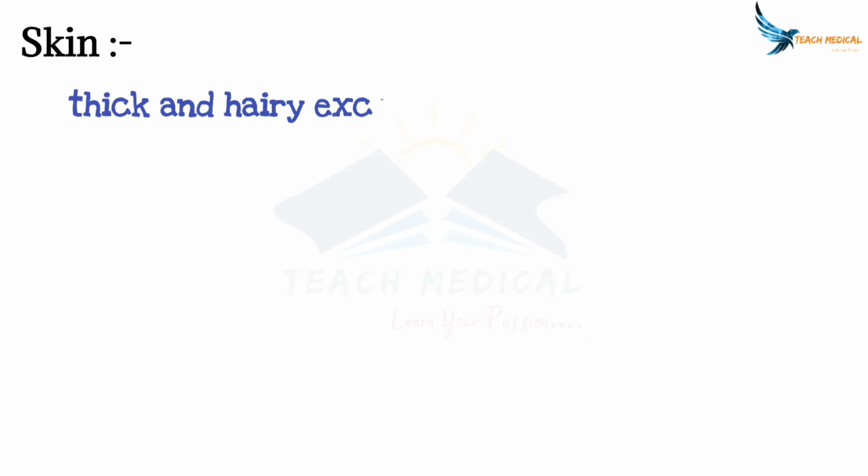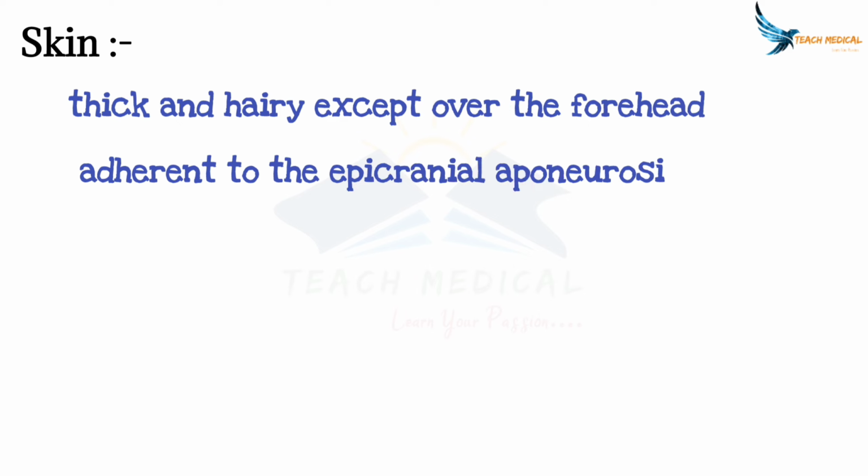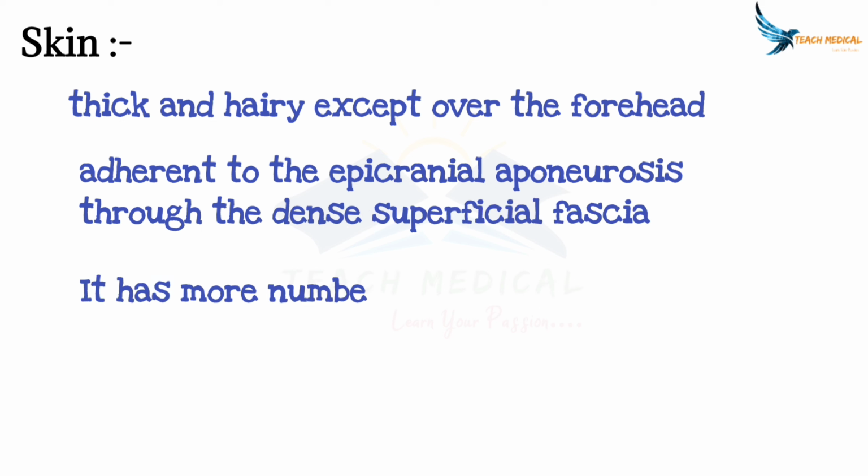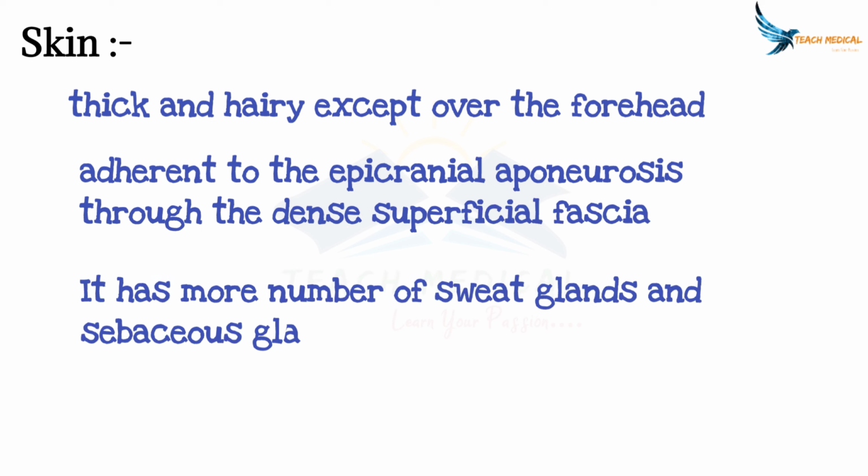Scalp. First, skin. The skin of scalp is thick and hairy except over the forehead. It is adherent to the epicranial aponeurosis through the dense superficial fascia. It has more number of sweat glands and sebaceous glands.